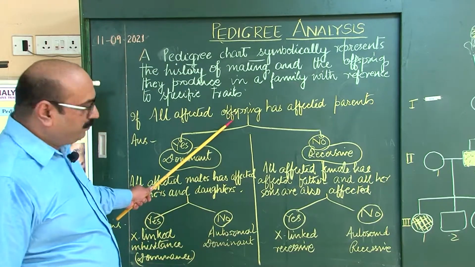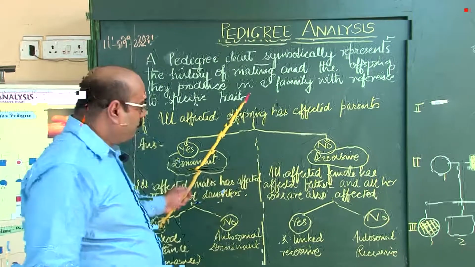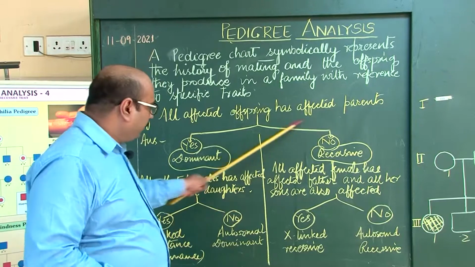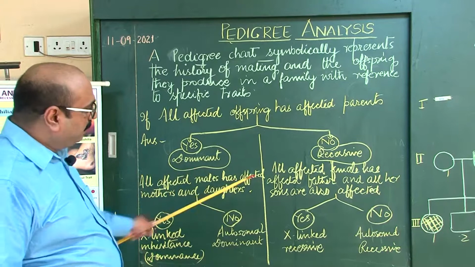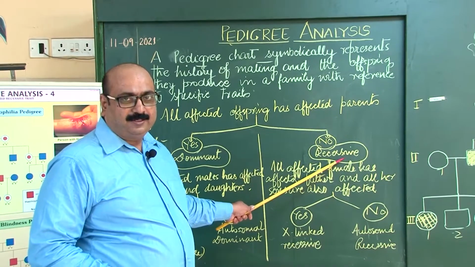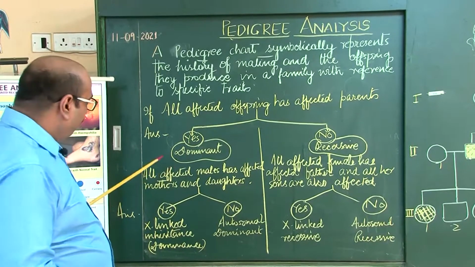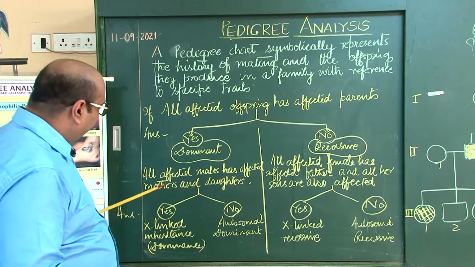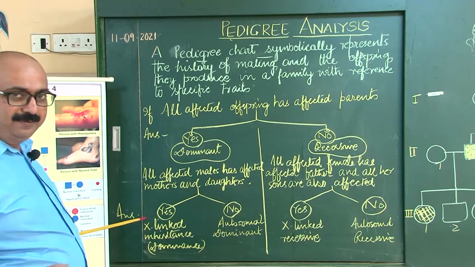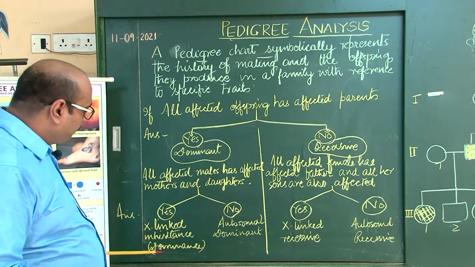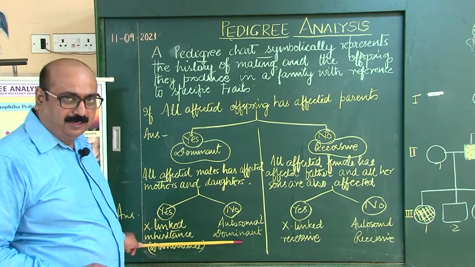Ask the question: do all affected offspring have affected parents? If the answer is yes, then it is dominant. If the answer is no, it is recessive. If it is dominant, then ask again: do all affected males have affected mothers and daughters? If the answer is yes, then it is definitely X-linked dominant inheritance. If the answer is no, then it is autosomal dominant.